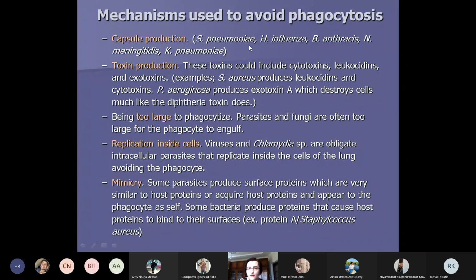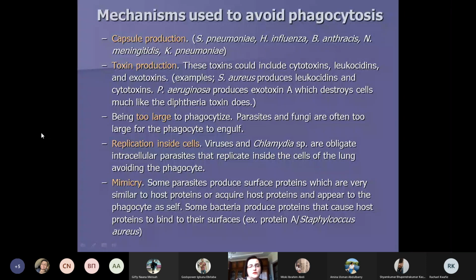And as you see, what they produce. Capsule production is characteristic of Streptococcus pneumoniae, Haemophilus influenzae, Bacillus anthracis, Neisseria meningitidis, and Klebsiella pneumoniae. Toxin production could include cytotoxins, leukocidins, and exotoxins, for example, Staphylococcus aureus, the most resistant bacteria that can cause very serious nosocomial infections, which produces leukocidins and cytotoxins.